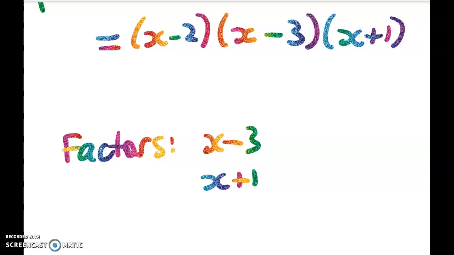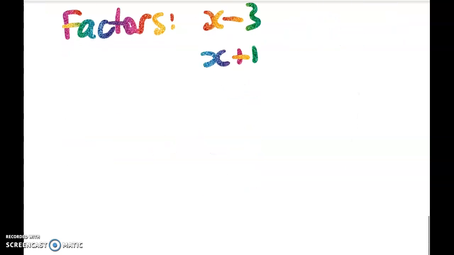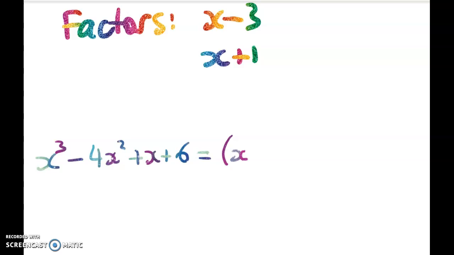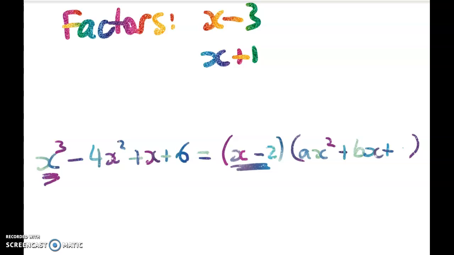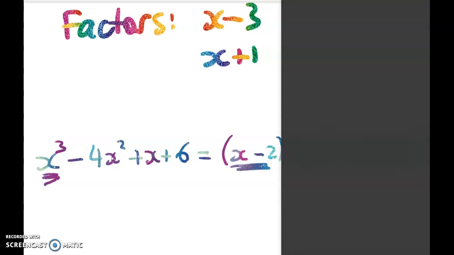Okay, so how would I do it? Well, I probably wouldn't do polynomial long division. What I would do instead is to write this out. So we've got x cubed minus 4x squared plus x plus 6. And we know that the first factor that we found was x minus 2. So in general, if I've got a cubic here and a linear term here, I must have a quadratic in here. So I can write it out, if I want to be really uptight, as ax squared plus bx plus c. And we just have to work out those numbers.